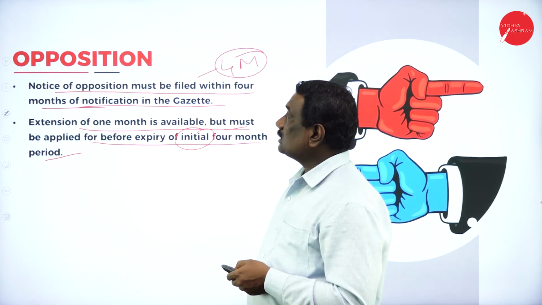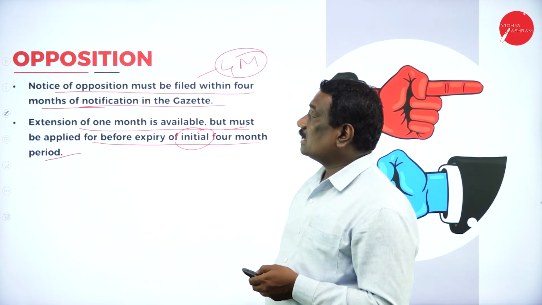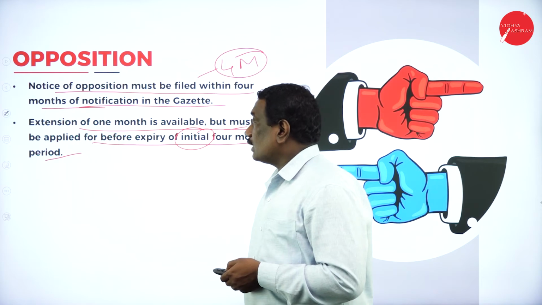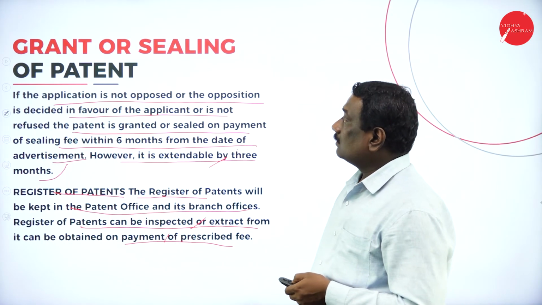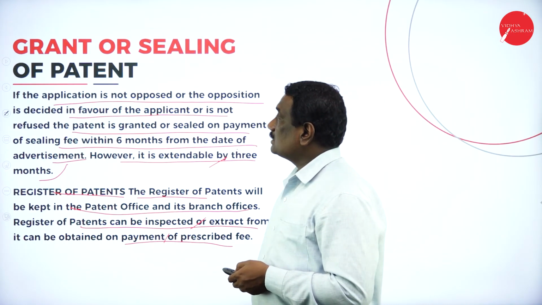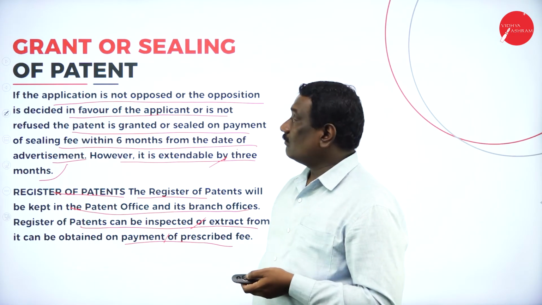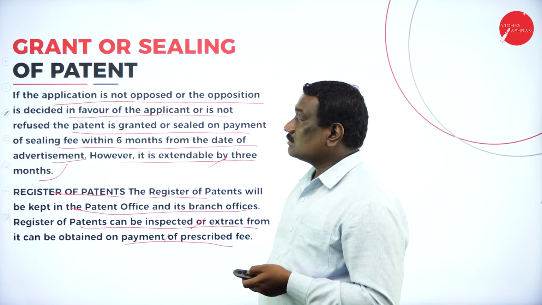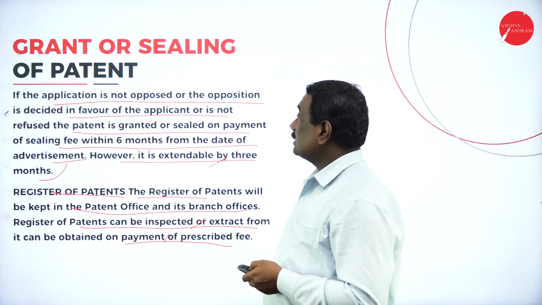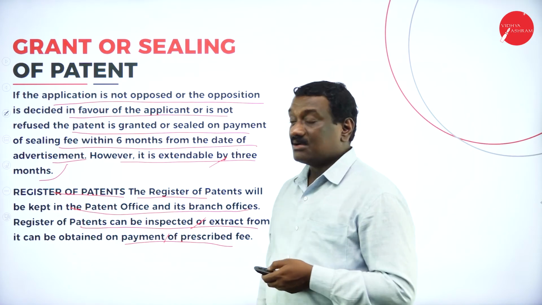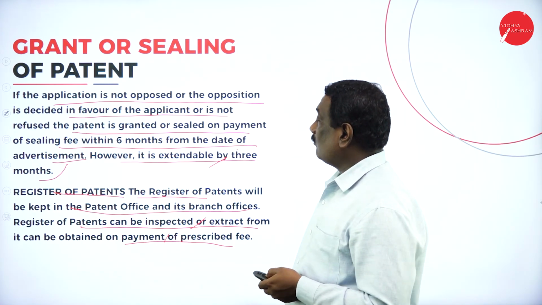Then notice of opposition must be filed within 4 months of notification in the Gazette. An extension of 1 month is available but must be applied for on or before expiry of the initial 4 months period. So, grant or sealing of patents: if it is not opposed, or the opposition is decided in favor of the applicant and the patent is not refused, it is granted or sealed on payment of the prescribed fees within 6 months from the date of advertisement. However, this is extendable by 3 months.